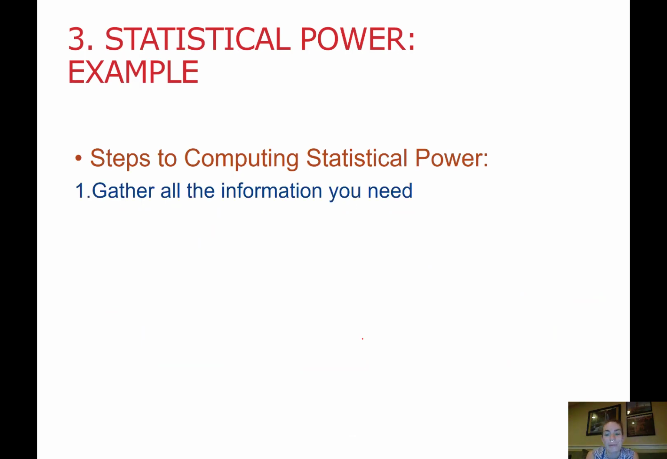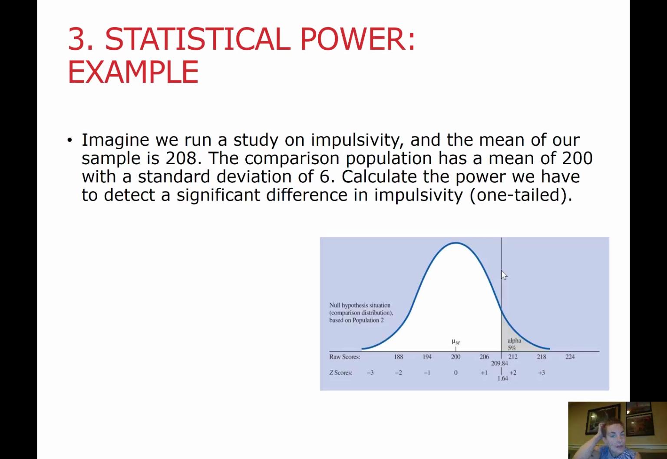Now let's talk about how you compute statistical power. So let's imagine that we're running a study on impulsivity, and the mean of our sample is 208 on an impulsivity scale. So that's M equals 208. The comparison population has a mean of 200. So population 2 has a mean of 200, mu equals 200, with a standard deviation sigma of 6. We want to calculate the statistical power that we have in this study to detect a significant difference in impulsivity with a one-tailed test.